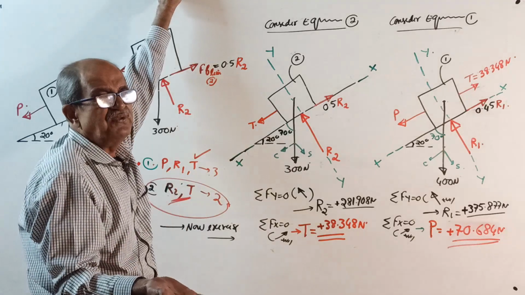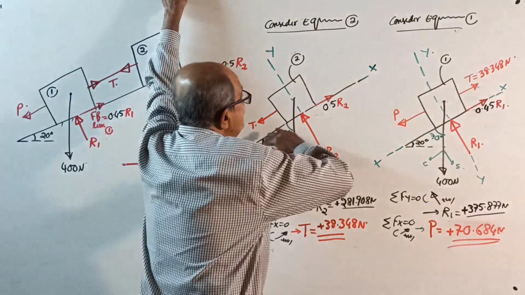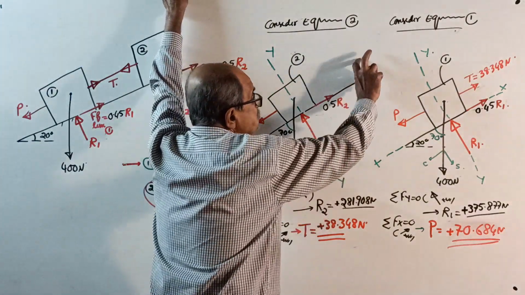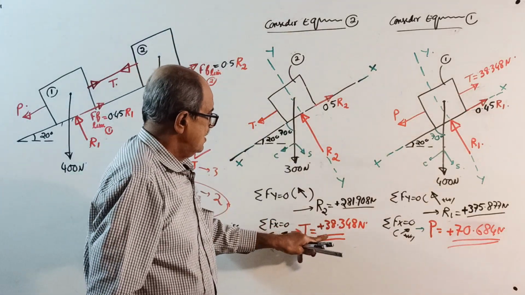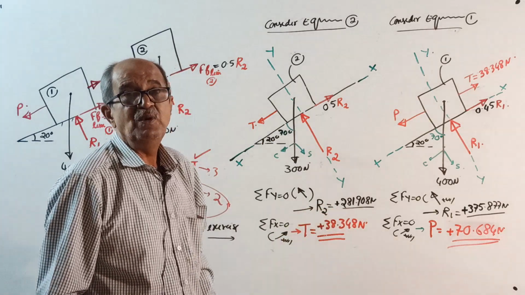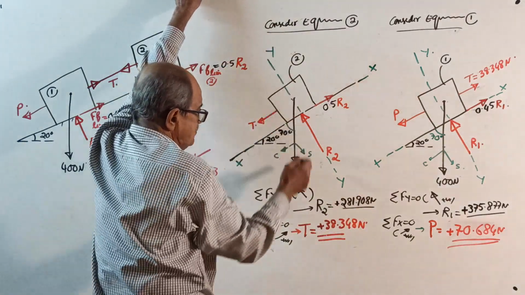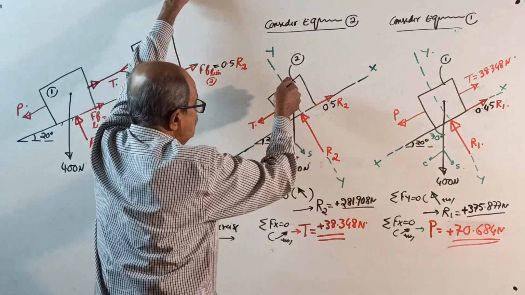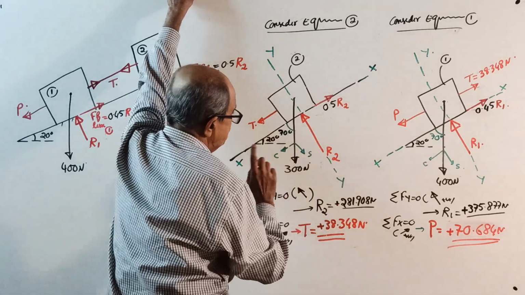Sigma Fx = 0, take this side positive. Take any side positive. Usually in the class I will ask, instead of taking this side positive, suppose you consider this way positive, what will happen? I will ask here, see, I took this way positive, sigma Fy, plus R2 minus 300 sine 70 equals 0. So you got R2 positive.